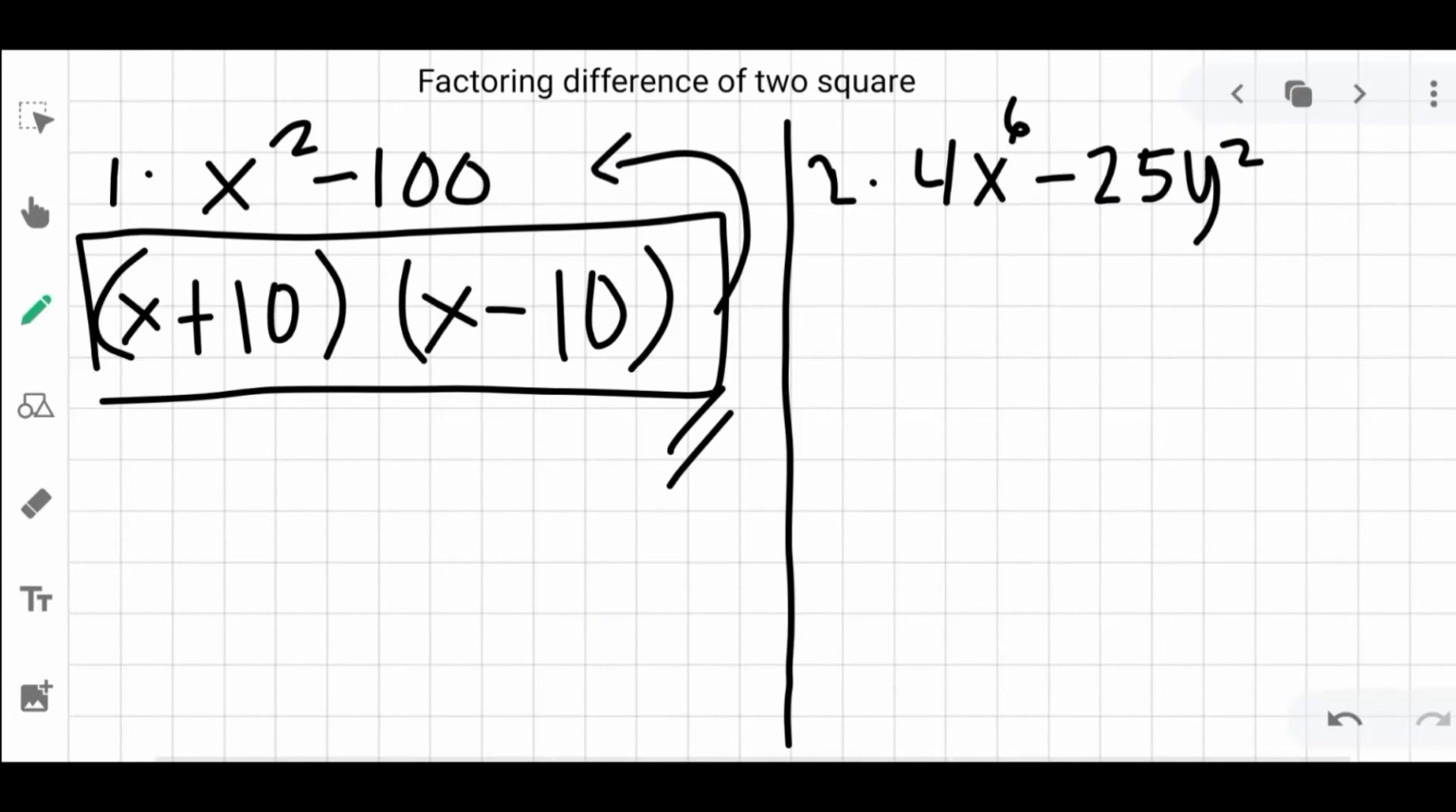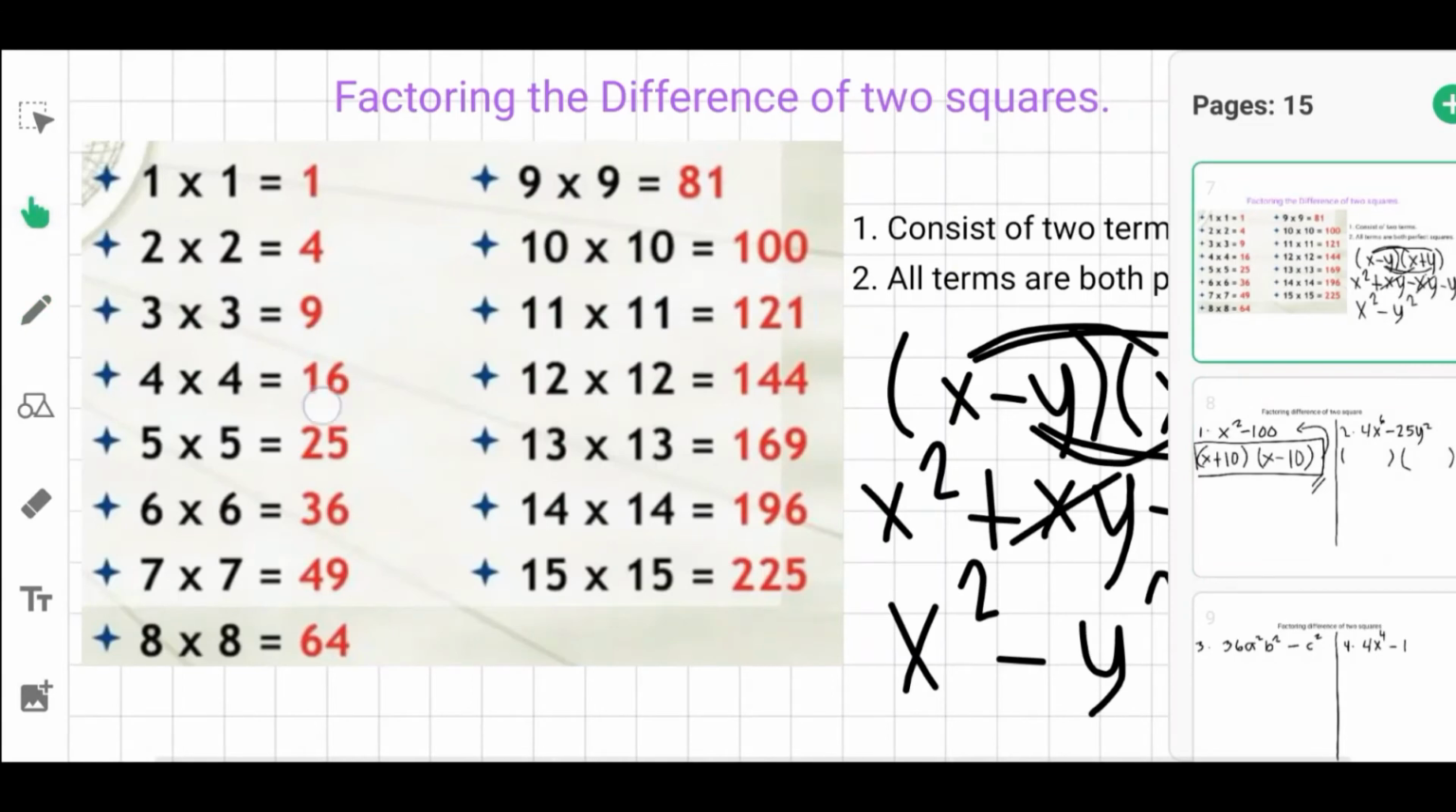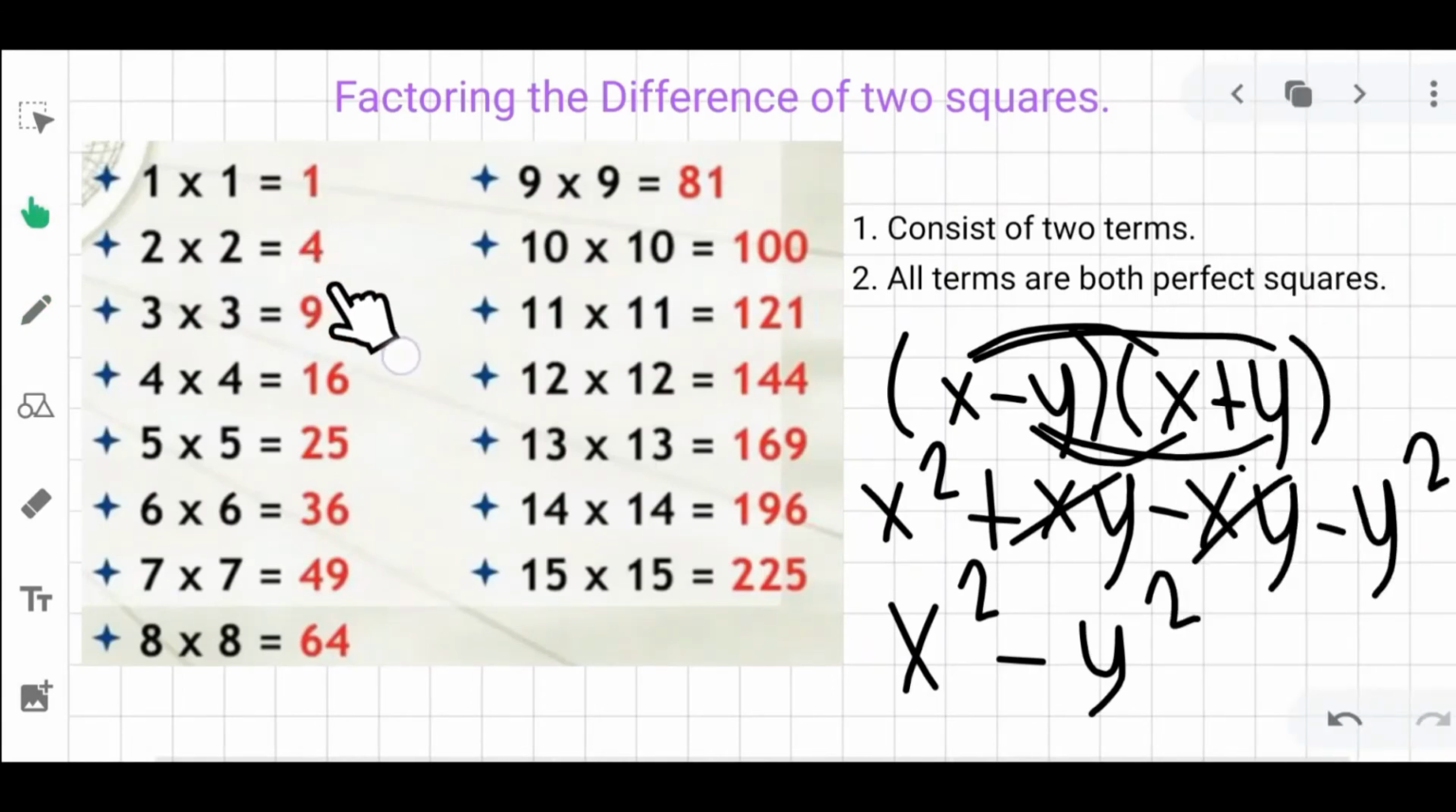Next equation, 4x raised to 6 minus 25y squared. Okay, check. We have two terms, negative. 4 and 25 are all perfect squares. x raised to 6 and y raised to 2 are all multiples of 2, are all divisible by 2. Okay, so we can use factoring difference of two squares. So what is the square root of 4? Here, the square root of 4 is 2.